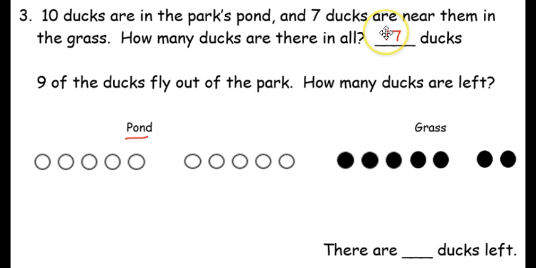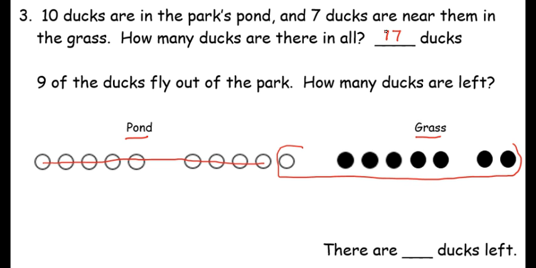So we have the 10 ducks in the pond and the 7 ducks in the grass. I'm going to show the 9 ducks flying out of the park by crossing off 9. So here's 5 and 4 more. And my answer is 1 more than 7, or 8. There are 8 ducks left. So that pattern continues where I have 1 more in my ones column than what I started with.